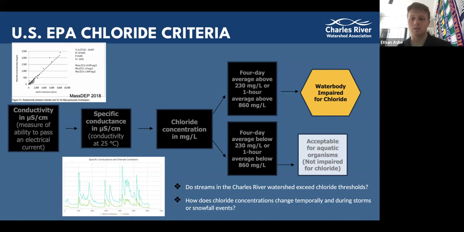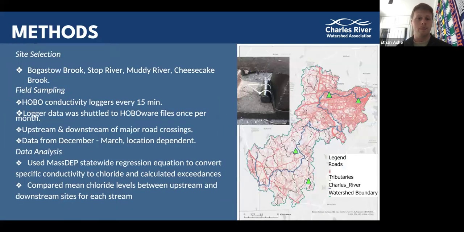From this chloride data, you can make inferences on whether the water body is impaired. If it is above 230 milligrams per liter, then it is acutely impaired, and if it is above 860, then it is chronically impaired. So the research questions that we're asking are: do streams in the Charles River watershed exceed these chloride thresholds? And how do chloride concentrations change temporally and during storms or snowfall events?